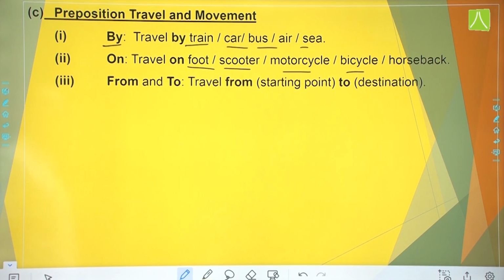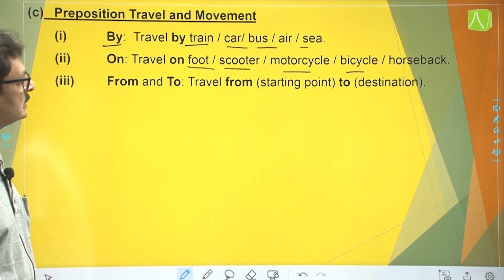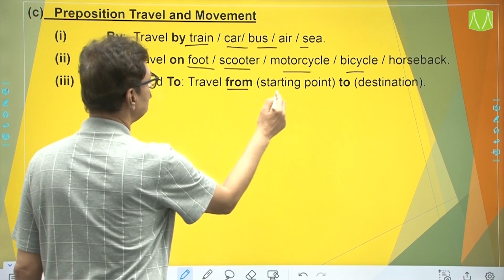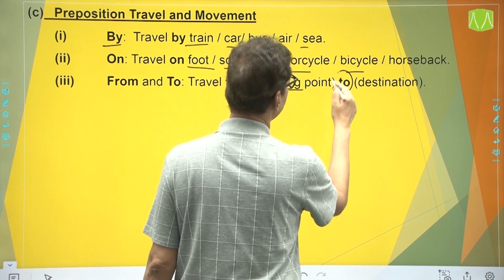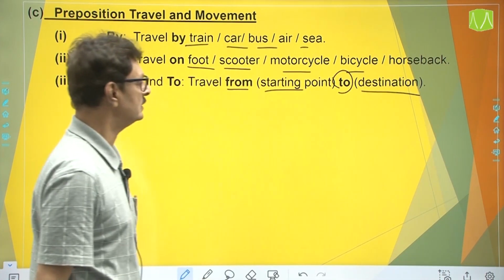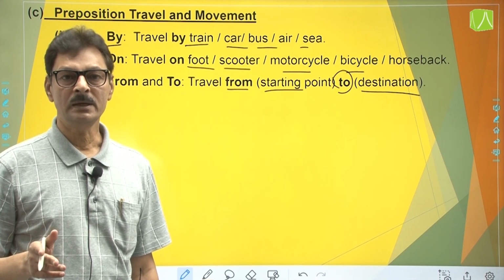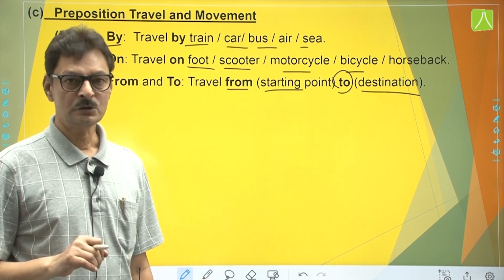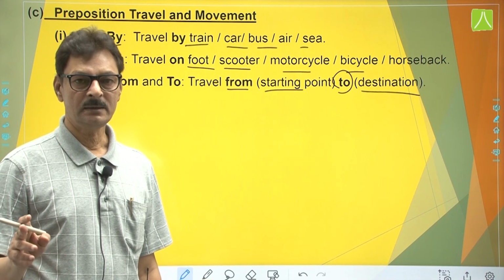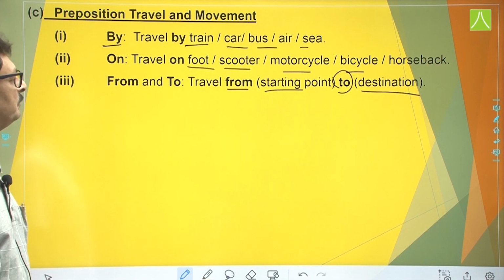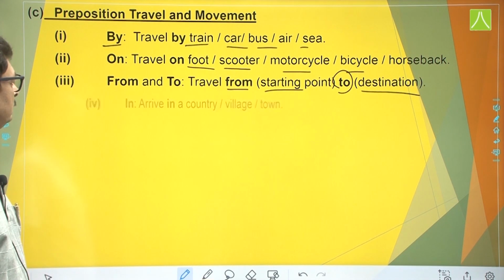Next is from and to. Travel from starting point to कहाँ use होता है? So from we use for the starting point and to we use for the destination. I travel from Delhi to Mumbai. From source Delhi, Mumbai गया, destination. तो starting point, I travel from Delhi to Mumbai.